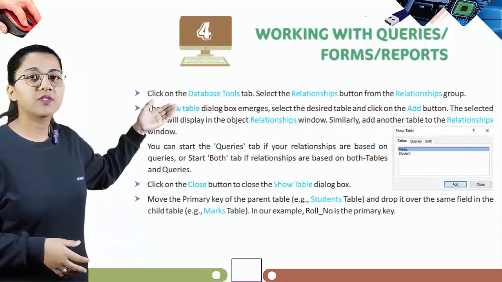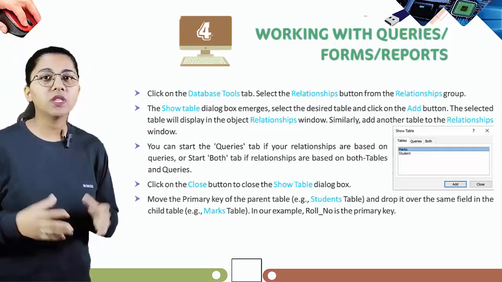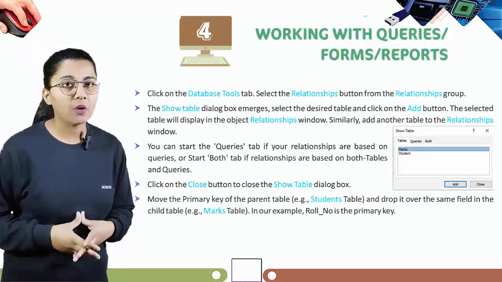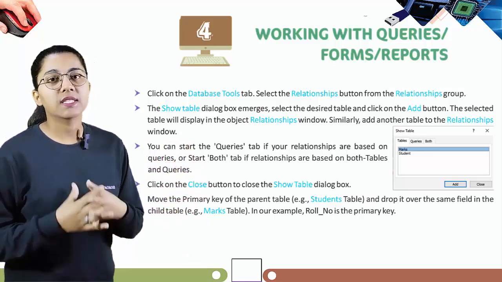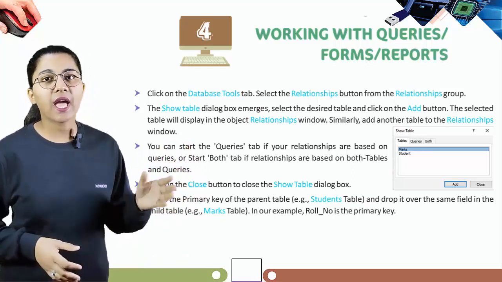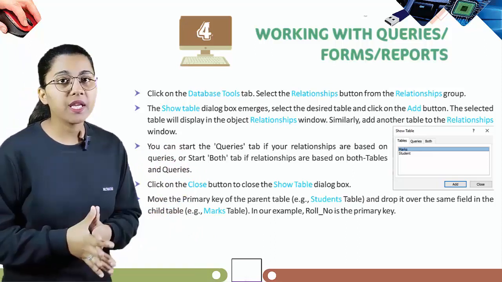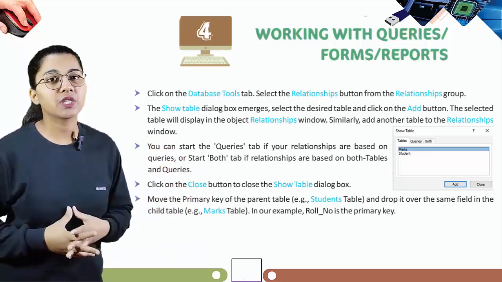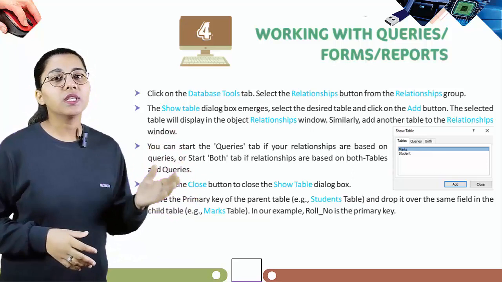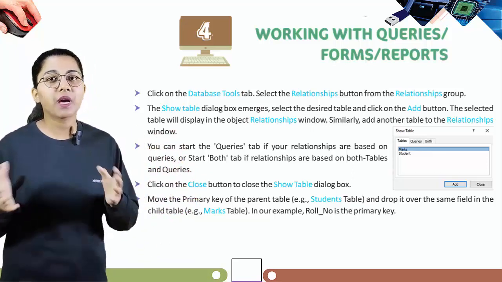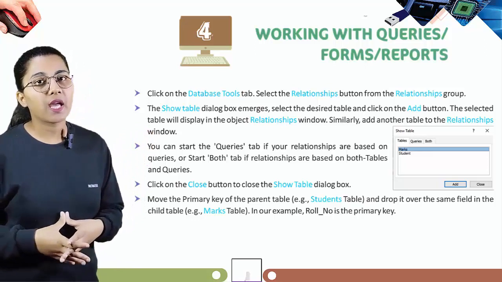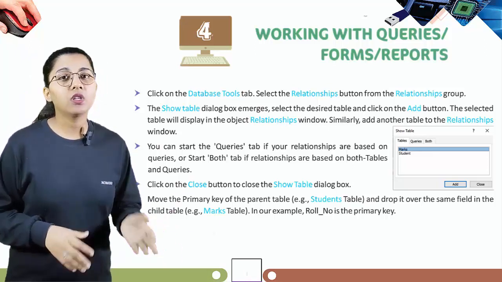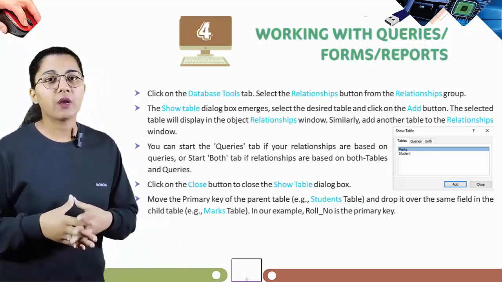Students, here you can see we have some steps to follow. Click on the Database Tools tab, select the Relationships button from the Relationships group. Now, the Show Table dialog box emerges. Select the desired table and click on the Add button. The selected table will display in the Relationships window. Similarly, add another table to the relationships window. Now, you can select the Queries tab if your relationships are based on queries, or select the Both tab if the relationships are based on both tables and queries. Now, click on the Close button to close the Show Table dialog box.